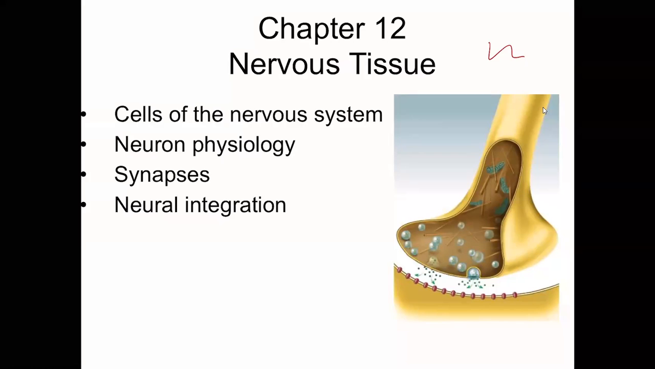We're going to talk about the cells of the nervous system. What kind of cells make it up, how the neuron actually fires, what a synapse is, and a little bit about how neurons communicate with each other. This is a picture of a synapse. A synapse is the junction between the end of one neuron and the beginning of another neuron or a muscle or a gland.